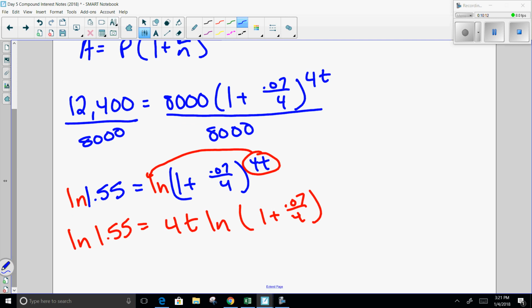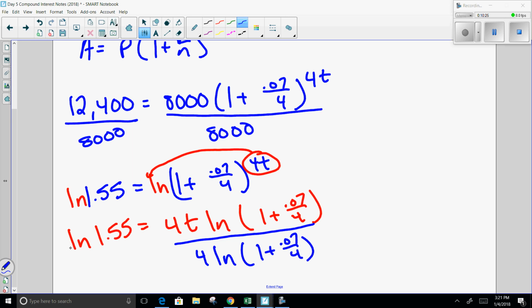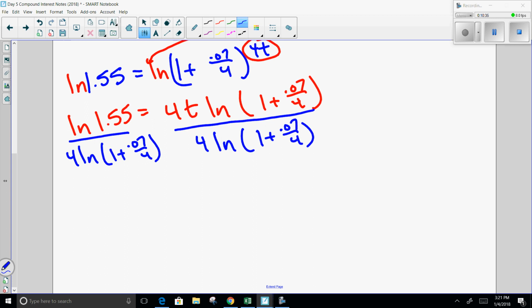Now we can solve for t. How do we do that? We divide by everything except for t. This is all multiplication, so I divide by 4 natural log of 1 plus 0.07 divided by 4 on both sides, and then we type that into the calculator. And don't try to type this all in at one time. Do it in pieces.